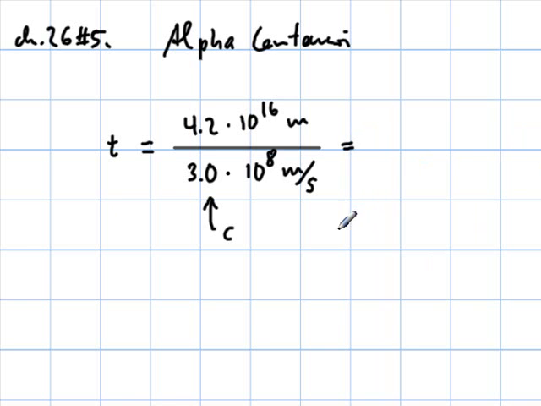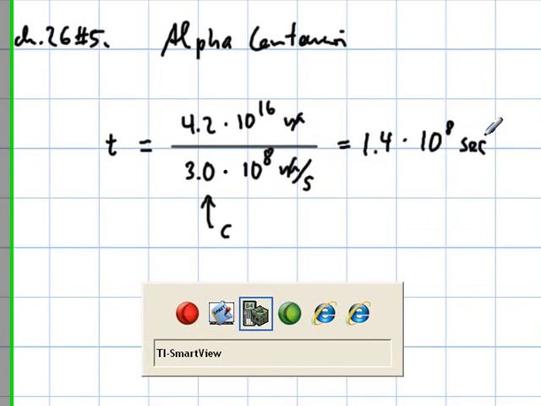We can do this just about in our heads. 4.2 or 42 divided by 3. 42 divided by 3 is 14. There we go. And then shift the decimal point, 1.4. 4.2 divided by 3.0 is 1.4. And then the exponents is 10 to the 16 divided by 10 to the 8, which is 10 to the 16 minus 8, so 10 to the 8. And the unit, of course, comes out to, the meters are canceling, and it's divided by second, so that second goes to the top. Let me show you that on the graphing calculator.